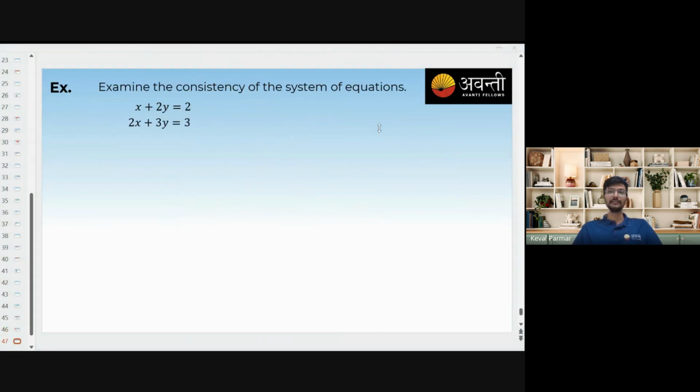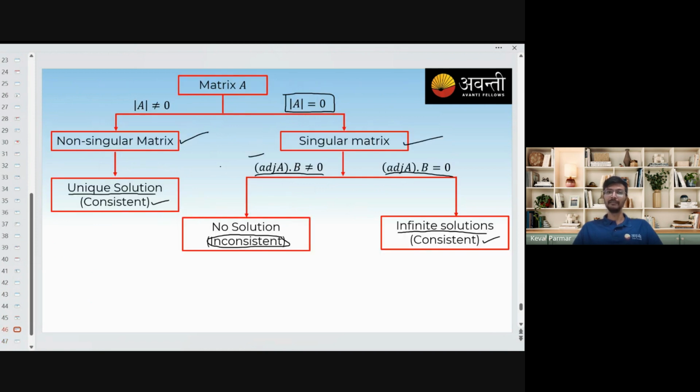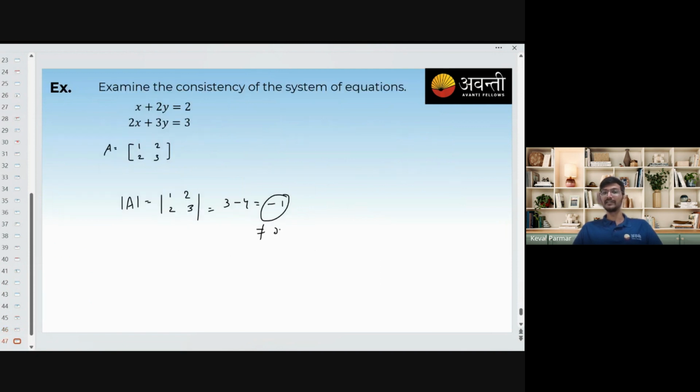Let's see whether it is consistent or inconsistent. What is the matrix A? A matrix is the coefficient matrix. We have to check determinant of A. Determinant of A, 1, 2, 2, 3, which comes to 3 minus 4, which is minus 1, which is not equals to 0. And if determinant is not equals to 0, then there is only one branch, that is consistent solution. So consistency is there.